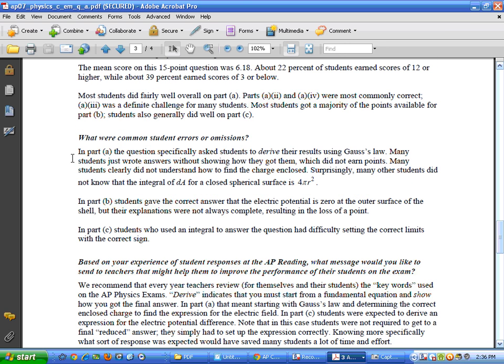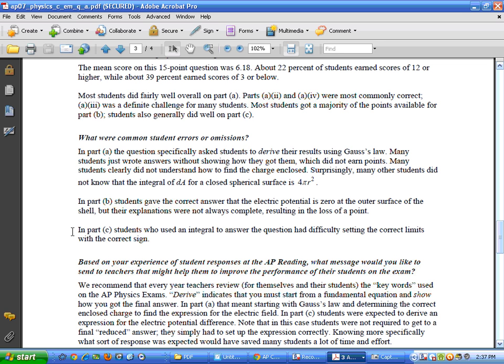What were some common student errors or omissions? In part A, the question specifically asks students to derive their results using Gauss's law. If you just wrote down answers without showing it, you did not get any points. People also didn't know how to find the enclosed charge. But the most important thing is if it says derive your results using Gauss's law, you really need to show things. In Part B, students gave the correct answer that the voltage was 0, but the explanations were not always complete. In Part C, students used an integral, but had difficulty setting the correct limits with the correct sign.